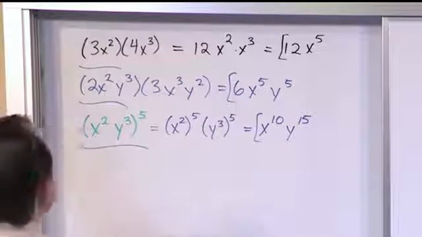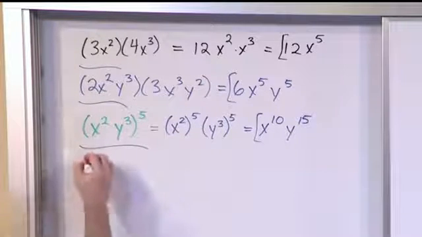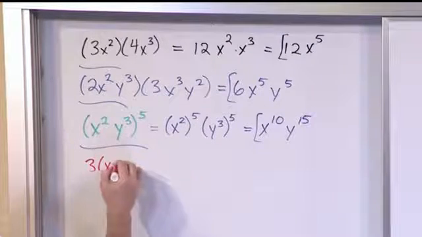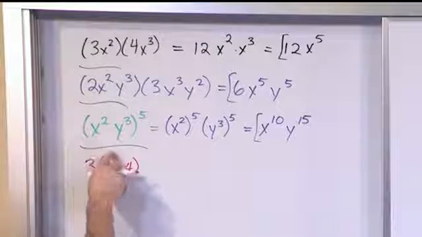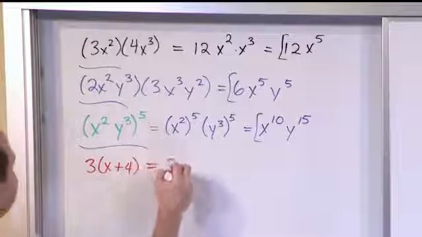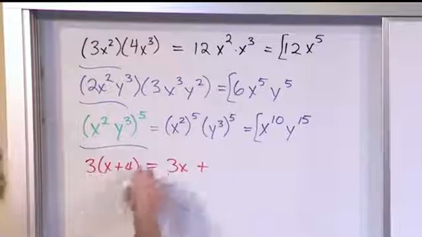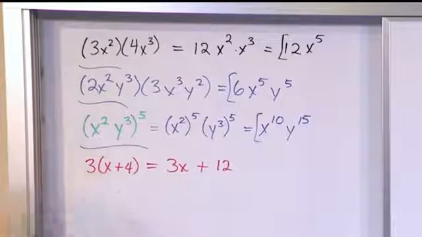Now, let's inch our way up to the larger ones. What if you have 3 times x plus 4? Well, you have a number outside of a parenthesis, so it gets distributed in. So what you'll have is 3x plus 3 times 4 is 12. So you distribute this in.